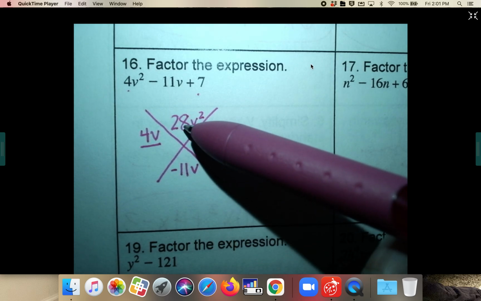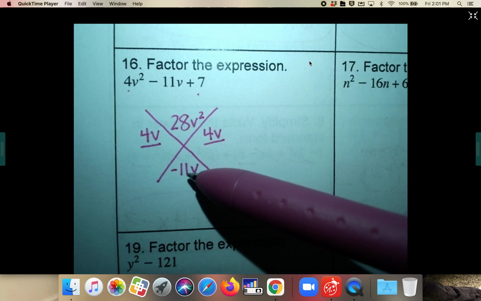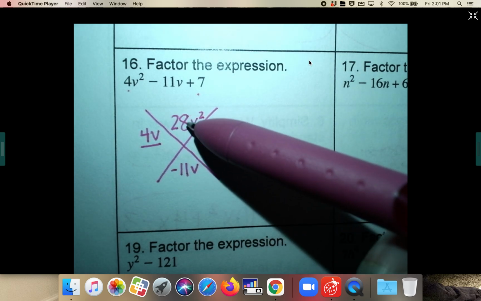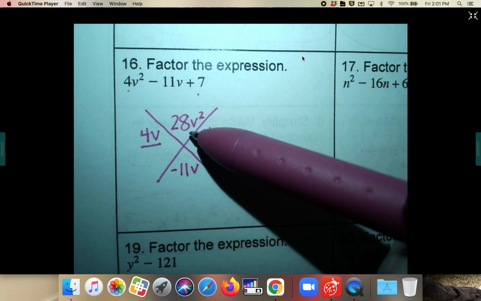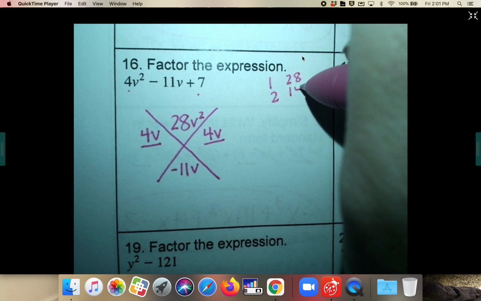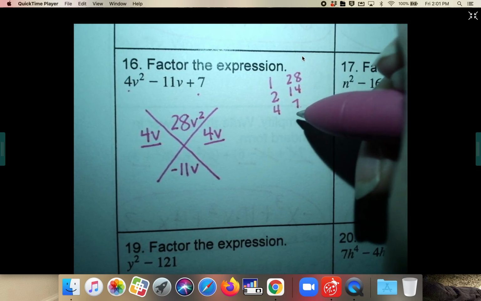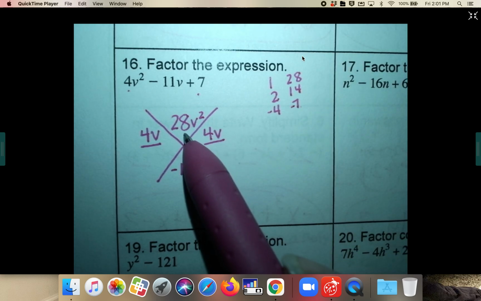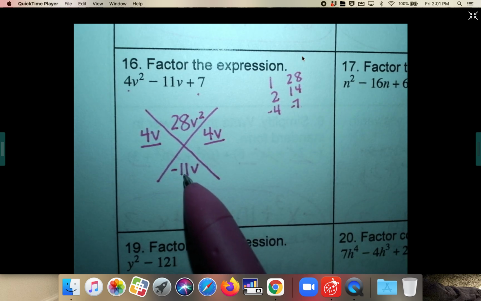So you know that if you're multiplying and it ends up being a positive number, and you're adding to get a negative number, that must mean we're going to be dealing with 2 negatives, because a negative times a negative will give us a positive, and a negative plus a negative will give us a greater negative. So I'm going to try to think of the factors of 28. 1 and 28, 2 and 14, 4 and 7. And if they're both going to be negative, -4 plus -7 is -11.